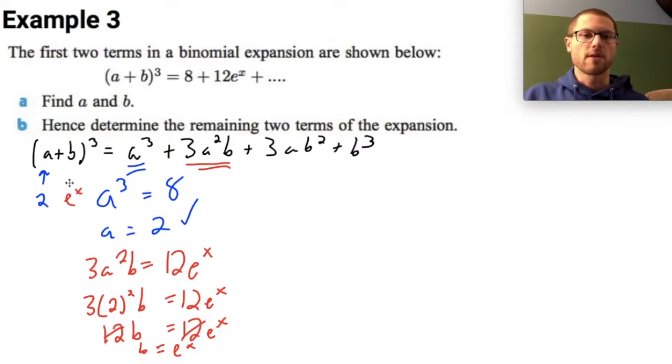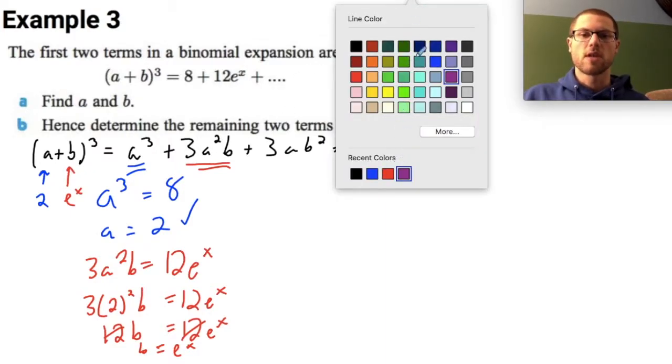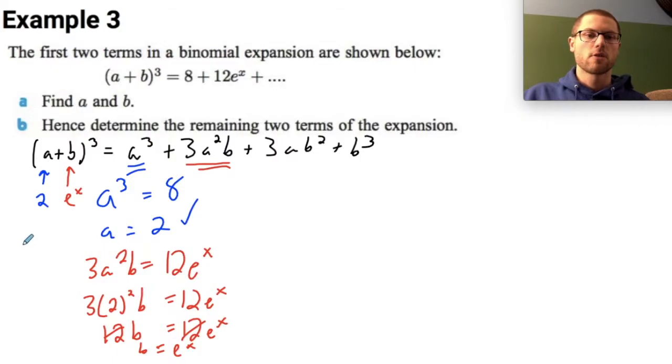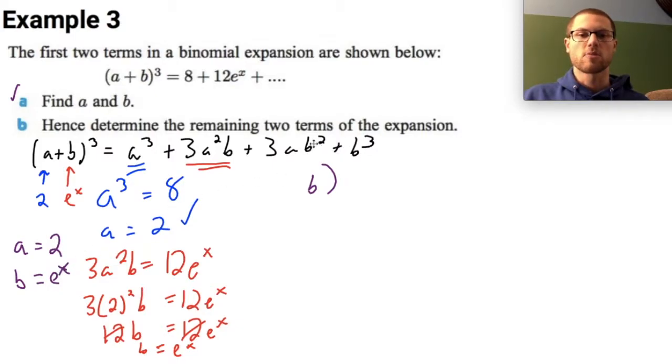And that's pretty helpful because now we've figured out what a is equal to, we've figured out what b is equal to. Maybe I'll just state it one more time over on the side here. So a equals 2 and b equals e to the x. So that's part A done. Now let's figure out part B, which is figuring out what the remaining terms of this binomial expansion are. We've got a and b, so now we're basically just plugging them into the last two terms in the general binomial expansion.